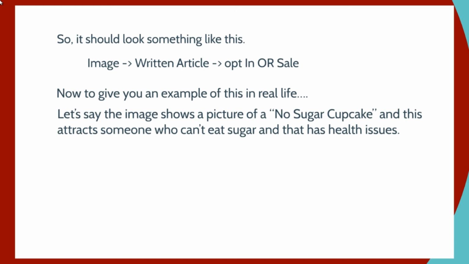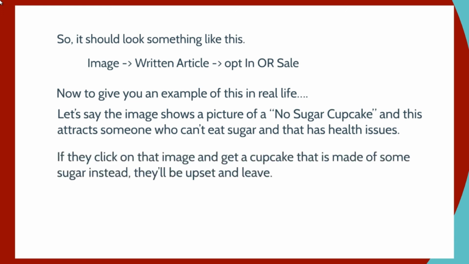You're going to have a good description to tell people what the image is all about. Now, if they click on that image and they get a cupcake that is made of sugar, brown sugar, sugar cane, even coconut sugar, they're going to be upset and leave. Or let's say you don't even have any text and it's a sugar cupcake, and somebody clicks on that and then they get sent to an article that is like a no sugar cupcake. They're going to get upset with that. That is why the image is so crucial.